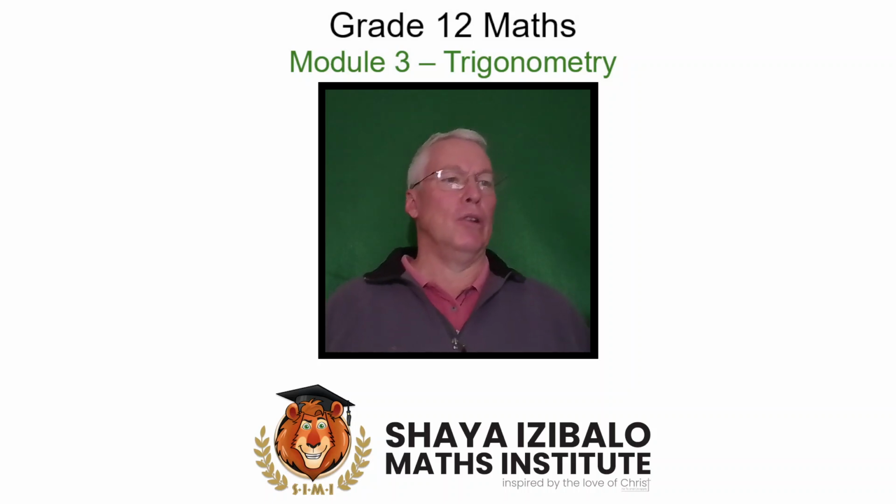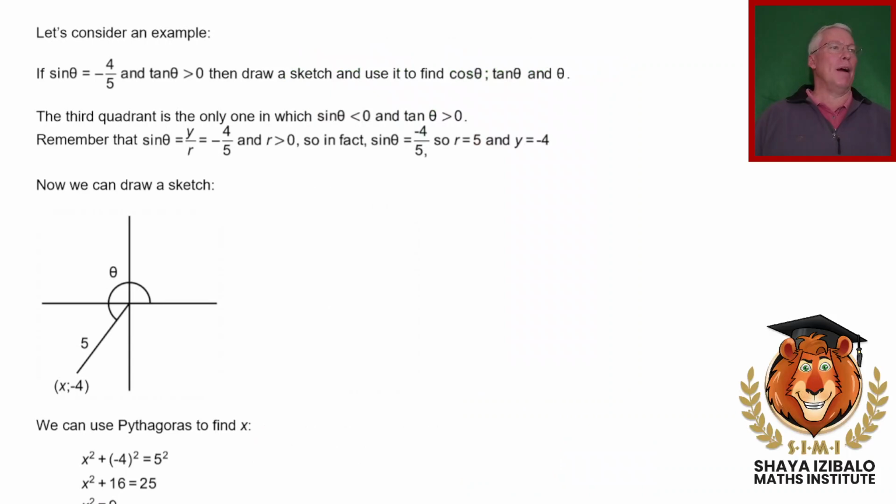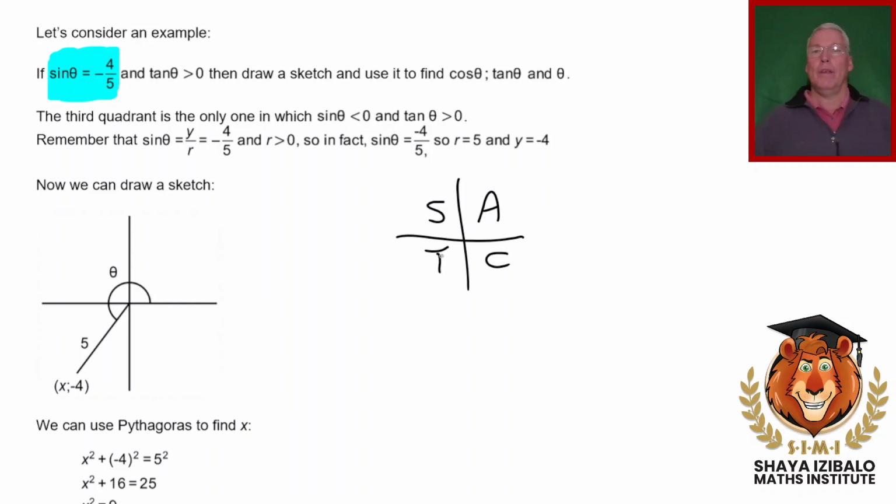We are now going to look at using our knowledge of our ratios to draw a diagram which shows what's going on here. In this question, we're just going to go through it very quickly because we've been given an example. We know that sine is negative. Remember our all sine tan cos diagram, which tells us where each ratio is positive. If sine is negative, then we are in either this quadrant or this quadrant. Those are the quadrants where sine is negative.